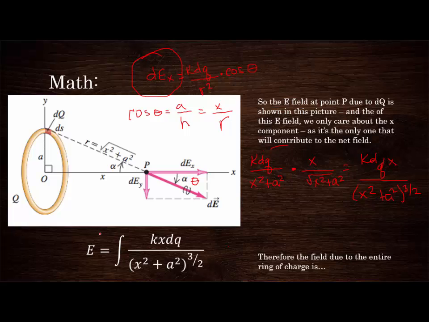But we need to integrate that, right? So the integral of both sides is Ex, because the integral of dEx is just Ex. And then in this case, every one of these terms is going to be a constant.